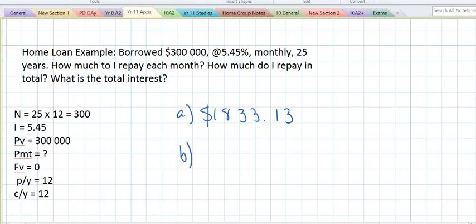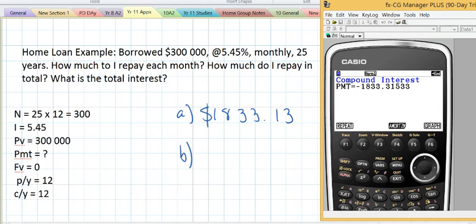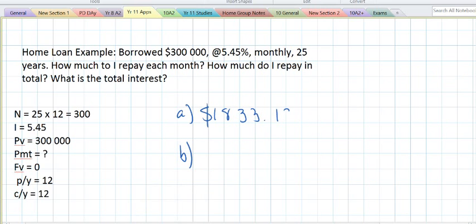Okay, thank you, 32. Alright, so you're close with timesing by 12. That's how much I repay each month. If I multiply it by 12, that would be the amount I pay in a year. But remember, my home loan doesn't just go for a year. So how do I work out how much I repay in total?